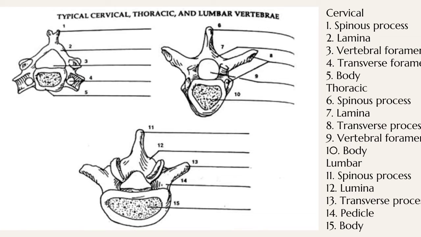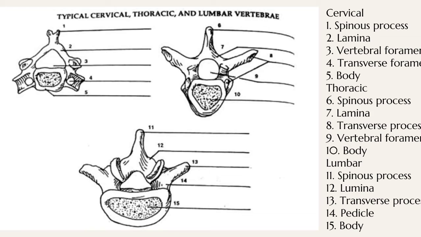Next we're going to label the typical cervical, thoracic, and lumbar vertebrae. In the cervical vertebra, number one is the spinous process. The spinous process is a bony projection on the posterior of each vertebra. The function of the spinous process is to allow for muscle and ligament attachments.